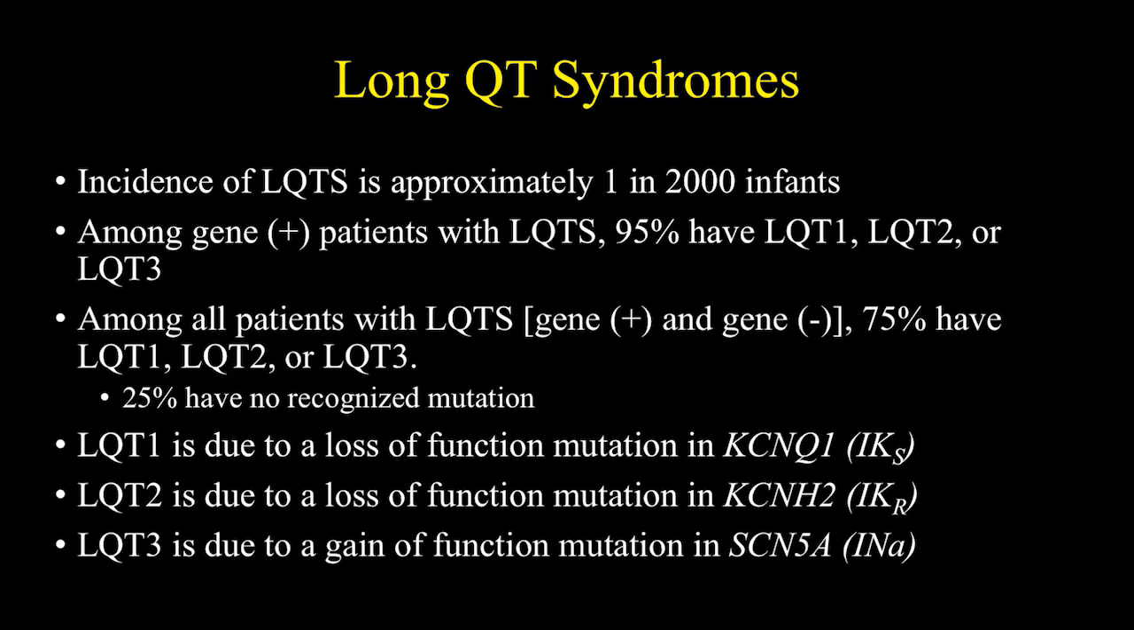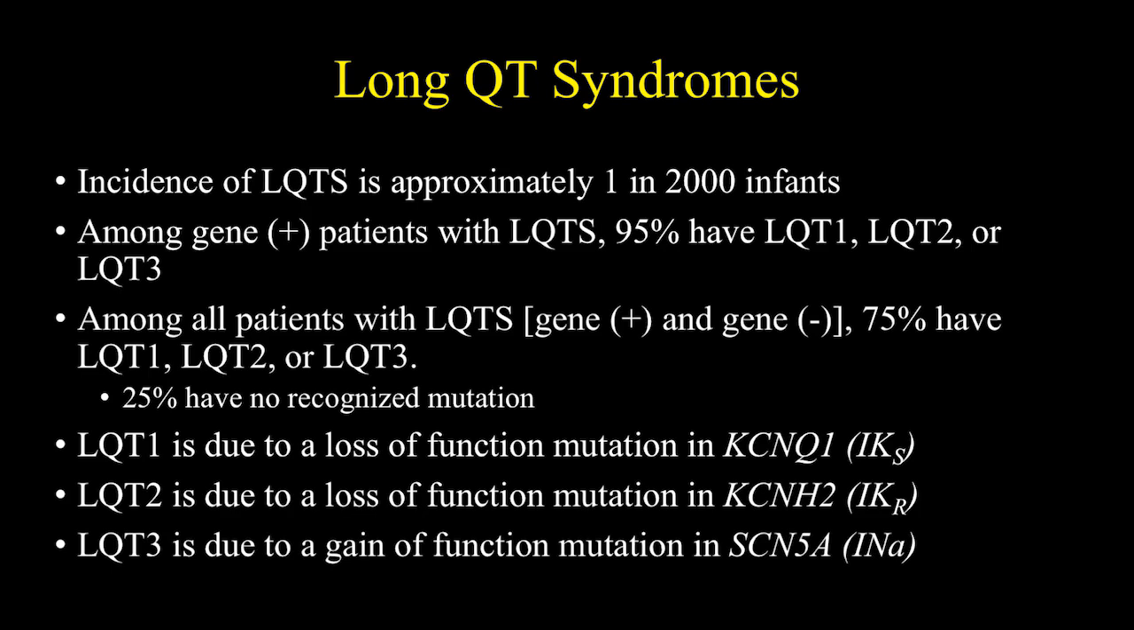If you take long QT syndromes, the incidence is about 1 in 2,000 babies. The data we have are from Italy, from Peter Schwartz, who's been a giant in this field, and he looked at genotyping in Italy. About 1 in 2,000 infants have some form of long QT syndrome that can be identified genetically. Among those, about 75% of patients are going to have a defect in either LQT1, 2, or 3.